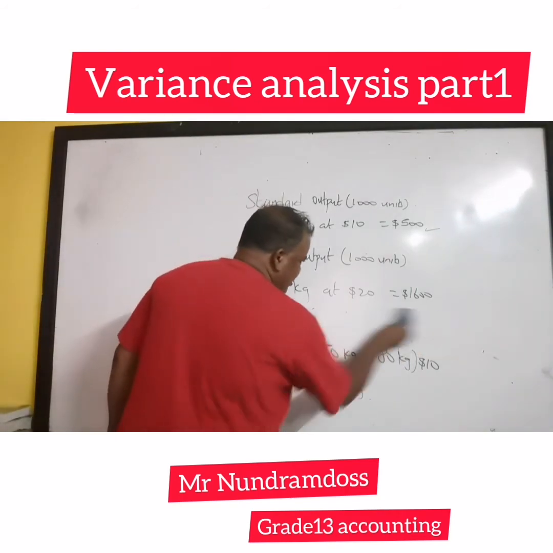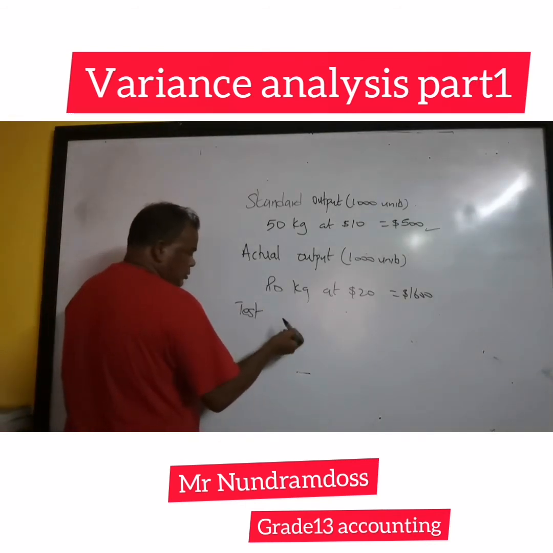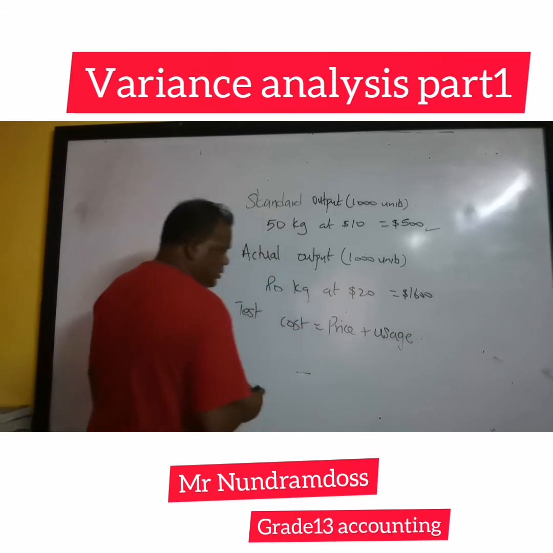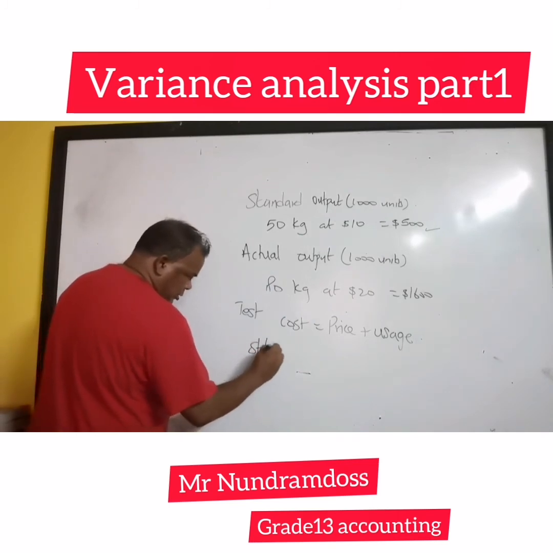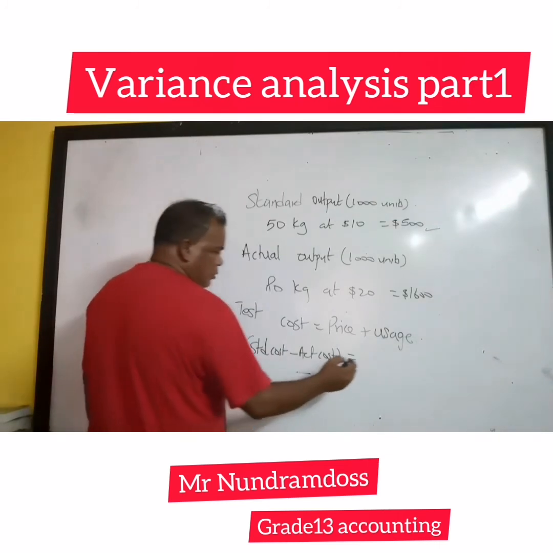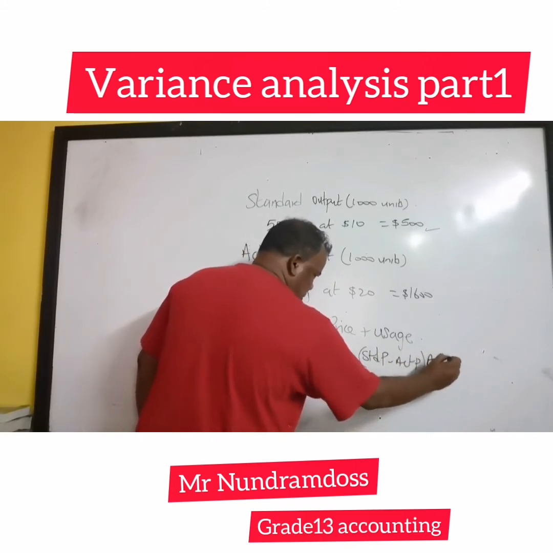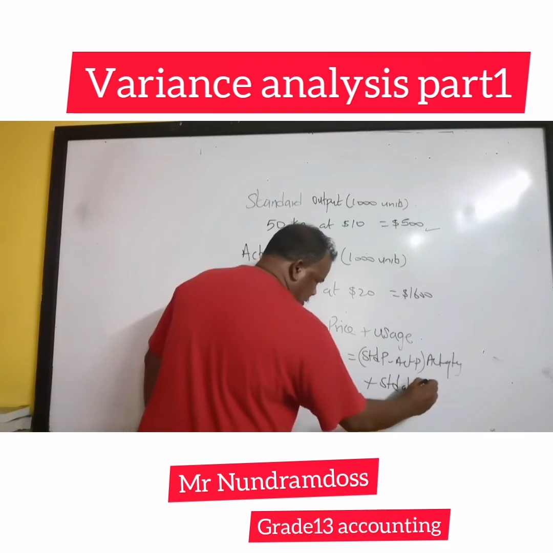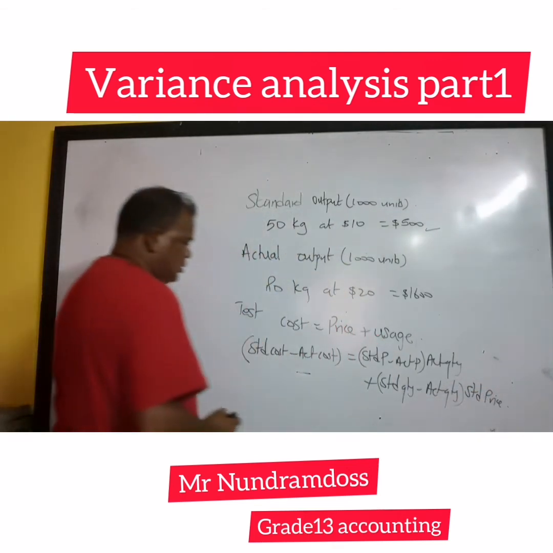And now we are going to test to see whether the answer is good. Testing. So the test is: cost is equal to price plus usage. So let us see this one. Cost is equal to price plus usage. What is the formula for cost? Standard cost minus actual cost. So this is the formula. This is equal to price. Price, what is the formula? Standard price minus actual price times actual quantity. And plus, what is the formula? Standard quantity minus actual quantity times standard price.